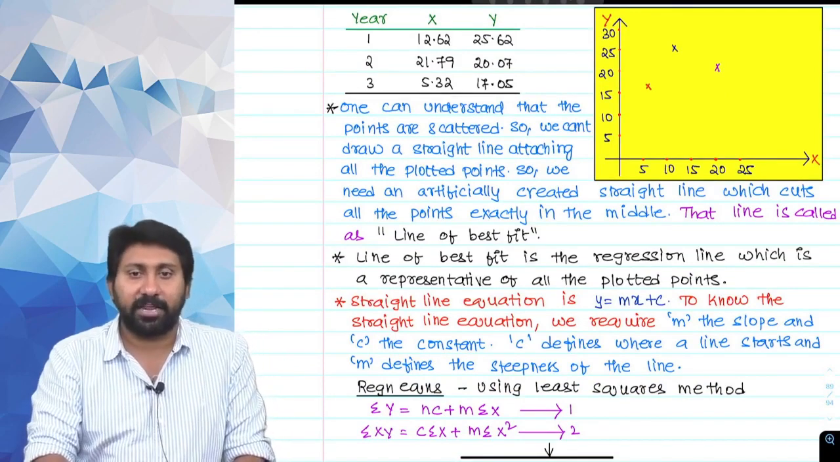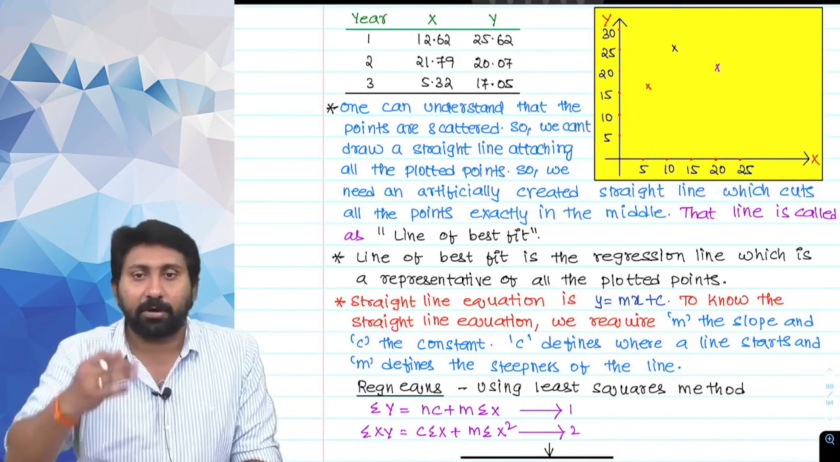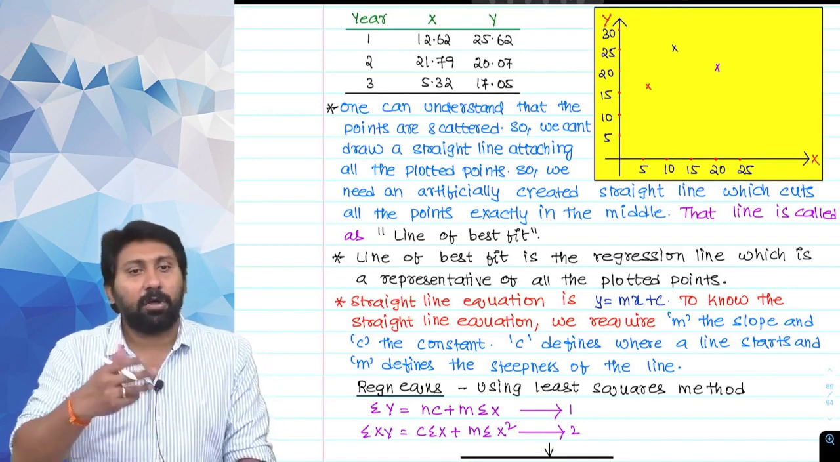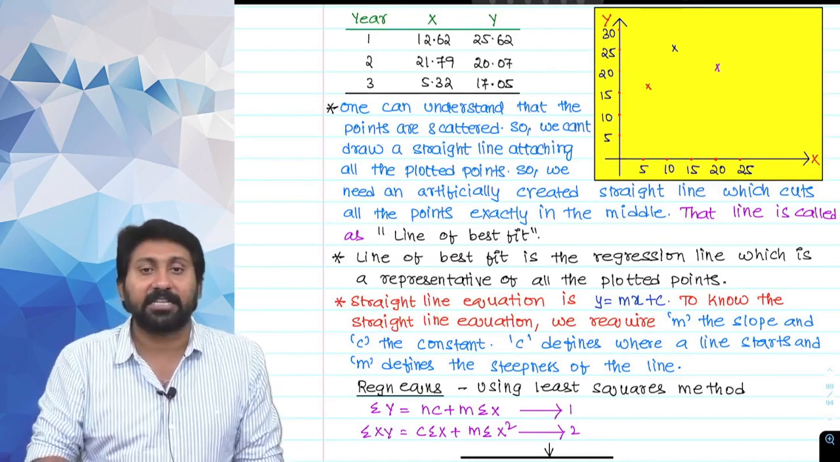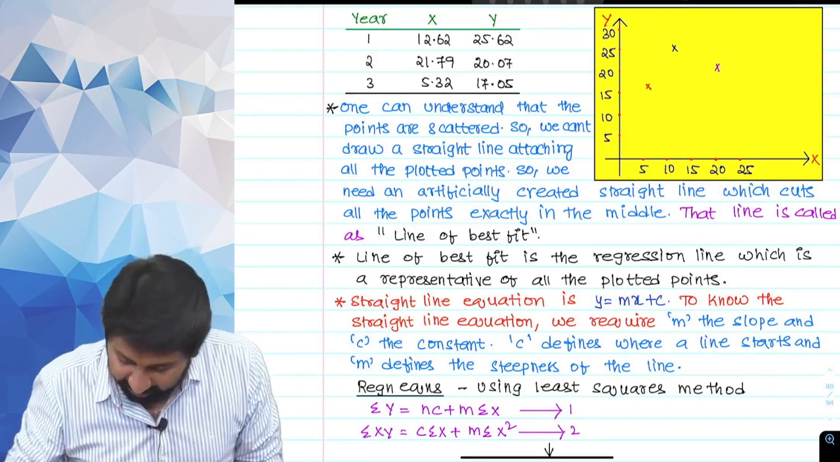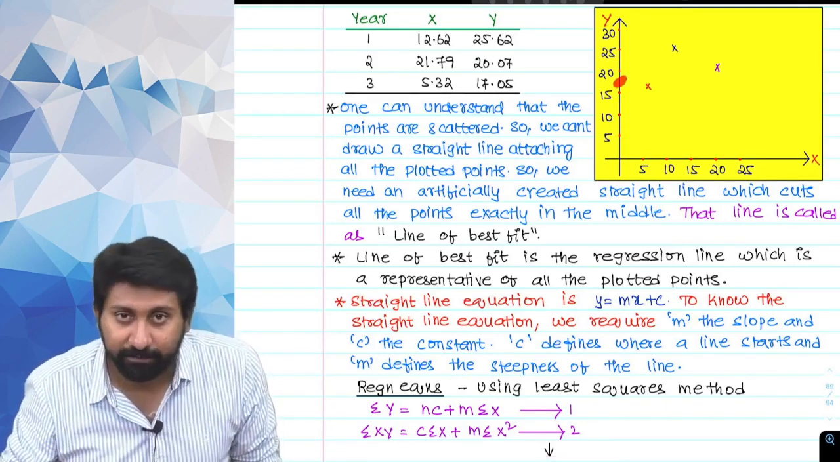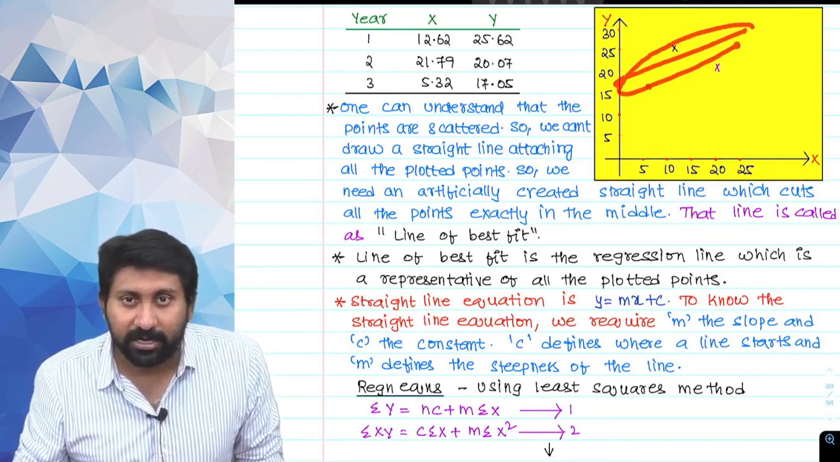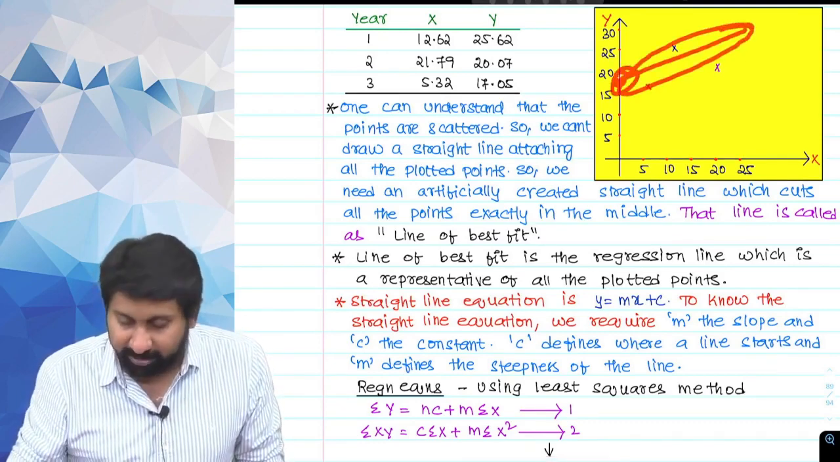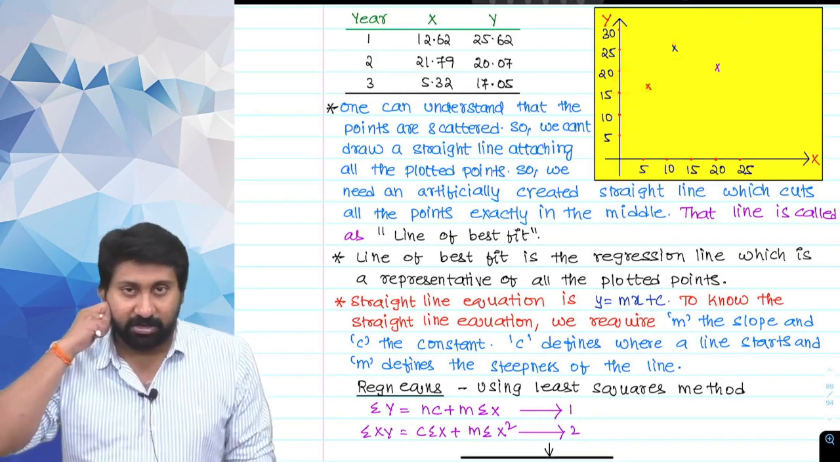Okay. Straight line equation is y = mx + c. To know a straight line equation, we require m. m is called what? Slope. c is what? Constant. c defines where the line starts and m defines the steepness of the line. Means a line starts from here and it goes like this. This steepness is called the slope. This plotted point here is called the constant.